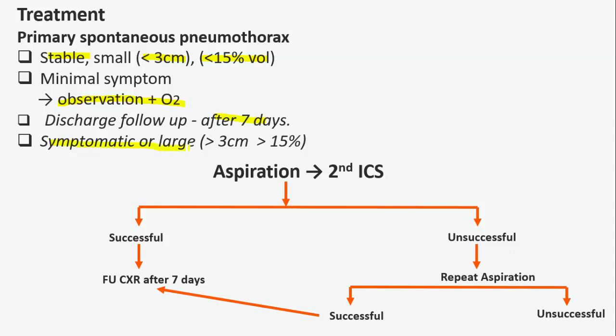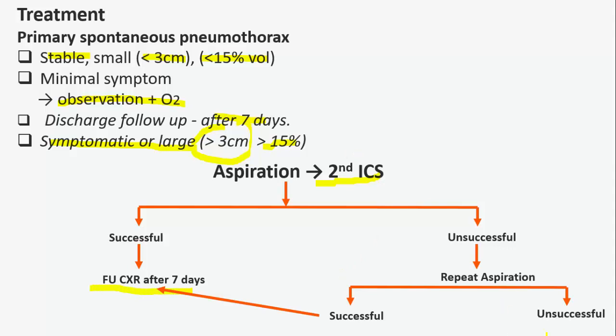If it is symptomatic or large, meaning it is more than 3 cm and more than 15% of lung volume, then we will do aspiration at the second intercostal space. If it is successful, then follow up chest x-ray after 7 days. If it is unsuccessful, then repeat aspiration. Again if successful, then follow up chest x-ray after 7 days.